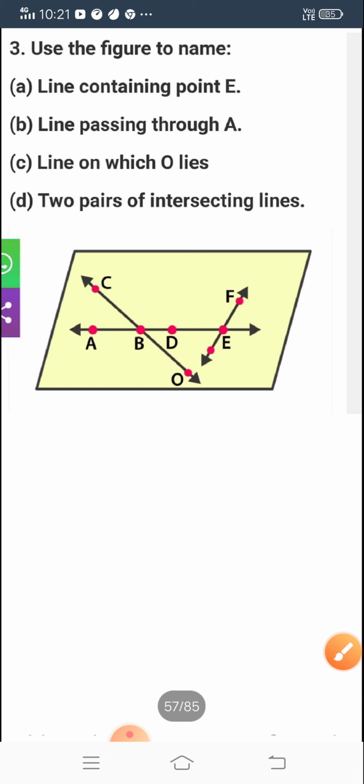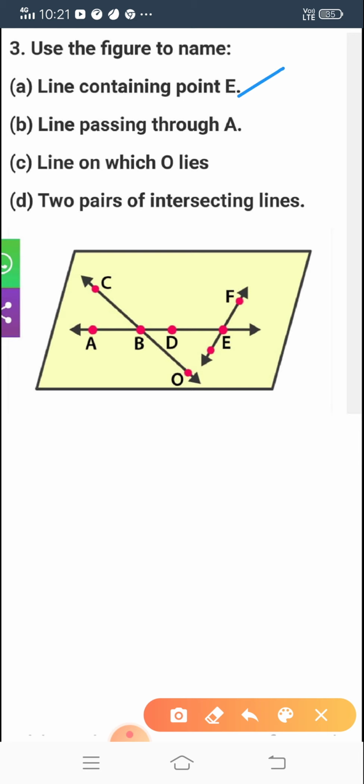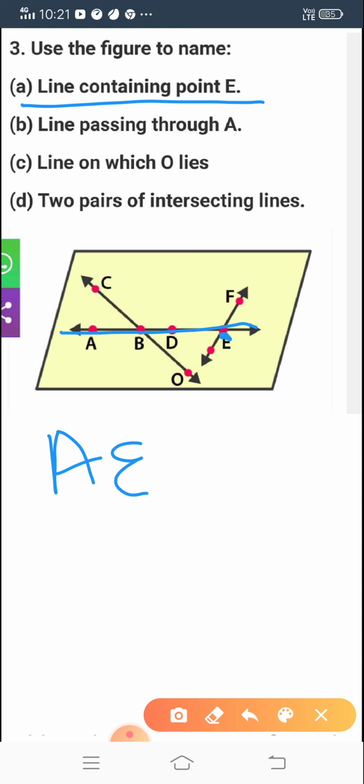Use the figure. You have to use this figure and name: first, the line containing point E, the line passing through A, the line on which O lies, and 2 pairs of intersecting lines. It starts with the first one, that is the line containing E. There is your E, here E. Which line contains it? That is AE. That's why the first answer is AE. Okay, next is your second one, that is the line passing through A.